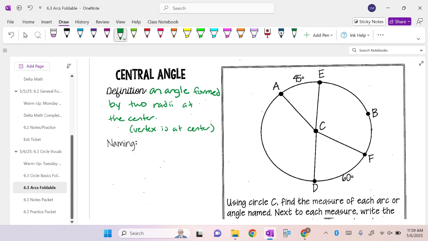And another thing to note is that it has 2 points. The other 2 ends of its angle have to end up on the circle itself. So, remember, when we name angles, we name it in 3 letters, with the vertex being the middle letter. So, can someone name me one central angle?